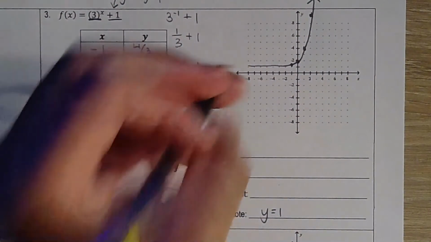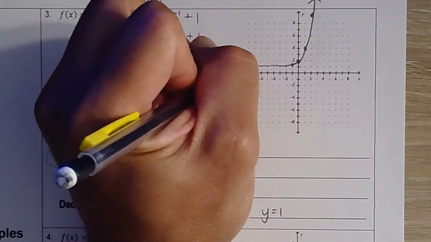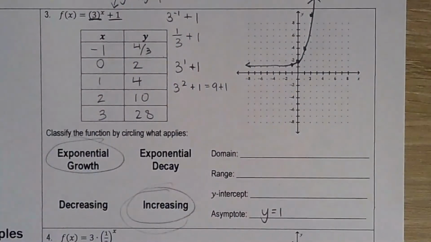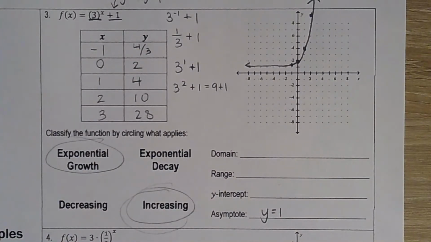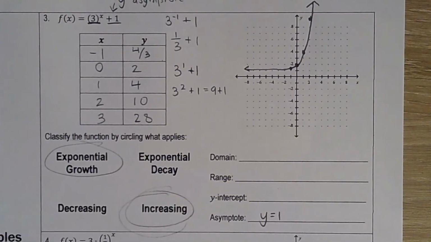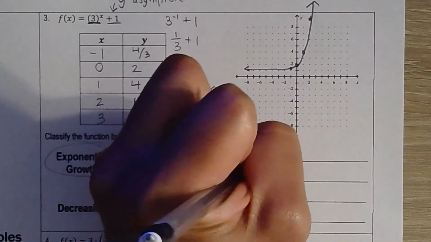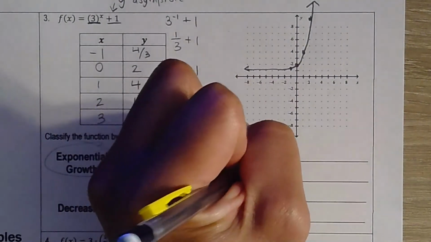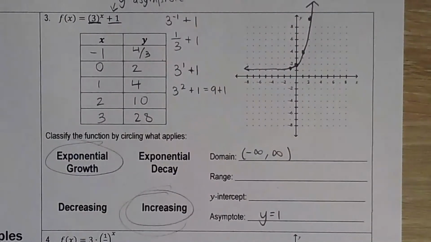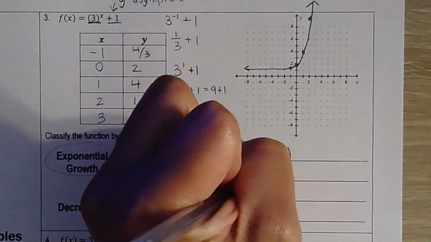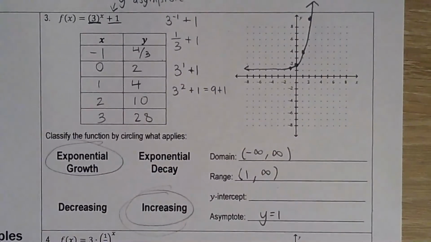All right, yeah. So once again, instead of approaching 0, it approaches 1. And it's exponentially increasing. All right, domain. Furthest left our graph goes is negative infinity. Furthest right our graph goes is positive infinity. Range. Furthest down our graph goes is 1, right? The lowest our graph goes is 1. That changes with that asymptote. The highest our graph goes is positive infinity. And our y-intercept 0, 2.